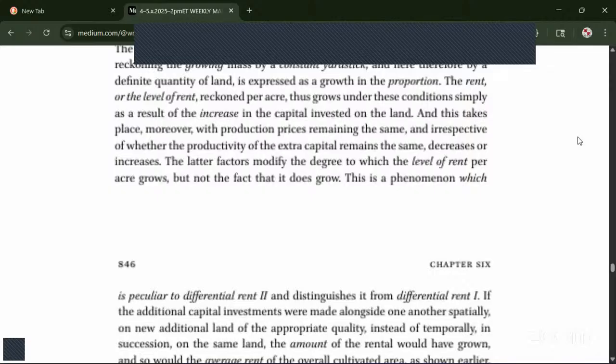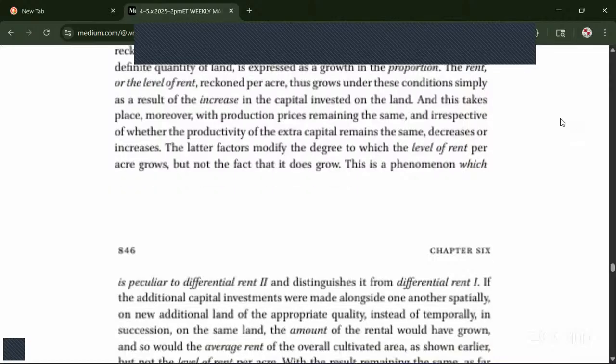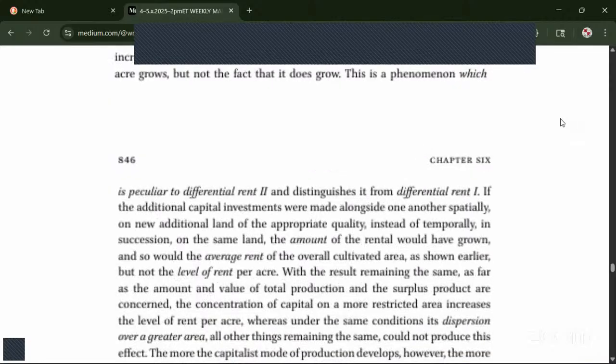If the additional capital investments were made alongside one another spatially, or new additional land of the appropriate quality instead of temporally in succession on the same land, the amount of the rental would have grown, and so would the average rent of the overall cultivated area as shown earlier, but not the level of rent per acre.